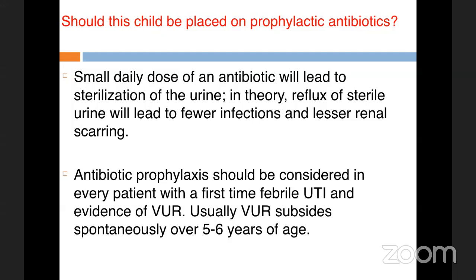Okay, so antibiotic prophylaxis should be considered in every patient with a first-time febrile UTI, and whenever there is evidence of VUR. So if VUR is there, give antibiotics, small doses. It will be like just giving a single daily dose till the age of 5 to 6 years. But at that time, usually VUR subsides.